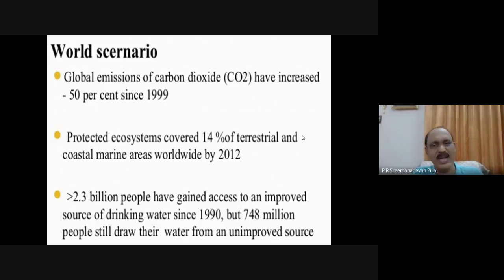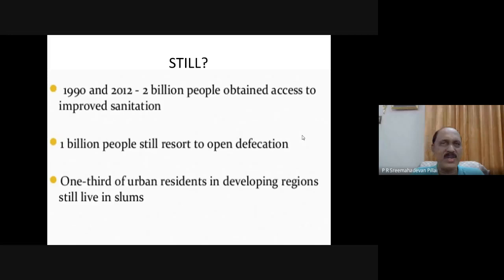Now see the next slide. These are all the gains after MDGs. Even after 2012, 2 billion people obtained access to improved sanitation only. Only 2 billion. Still more remaining. 1 billion people, 1 billion. Billion means 1,000 million or 100 crores. 1 billion people still resort to open defecation. That means in a world of around 750 crores of people, 100 crores plus people don't have a latrine yet.